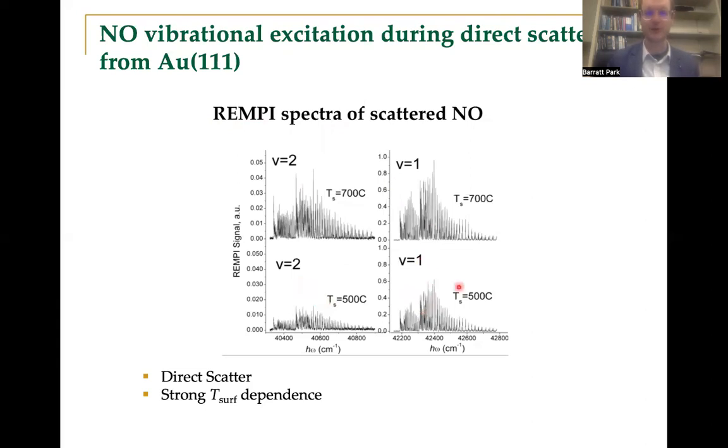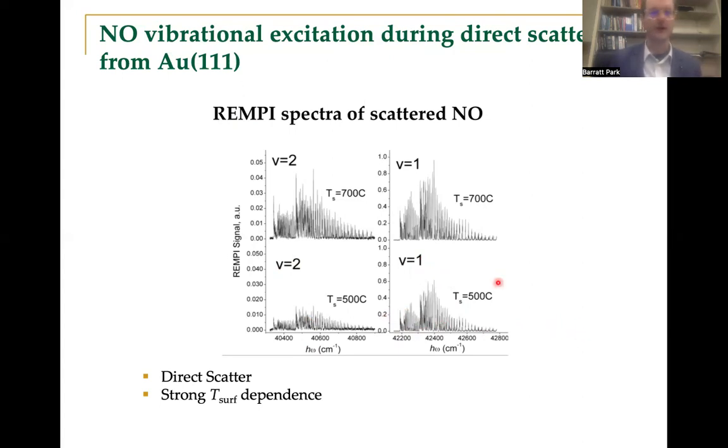So shown here are REMPI spectra probing the V=1 state and the V=2 state. And right, so these occur at different photon energies. You can see these different states by tuning your laser to a different energy. The structure here is due to different rotational states within each vibrational level. And so in order to get the total population in the V=1 state and the V=2 state, you integrate over all of the rotations, right? You can also get the total population in V=0 by looking at a different frequency that's not shown.